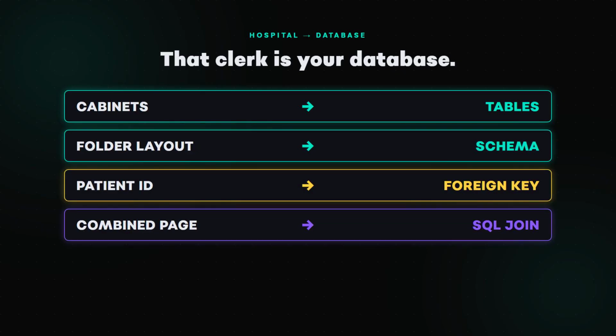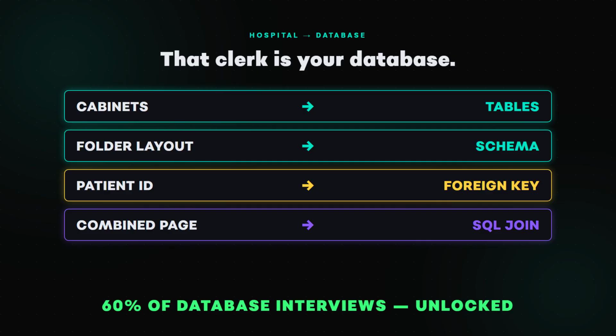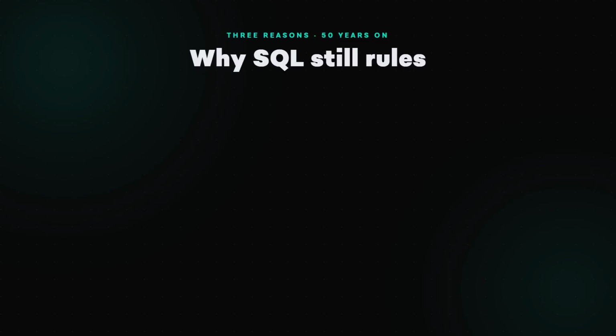That operation is called a join. That clerk is your relational database. The cabinets are tables. The folder layout is the schema. The patient ID on the appointment folder is a foreign key, and the combined page is the result of a SQL join. If you remember this hospital, you understand 60% of a database interview already.